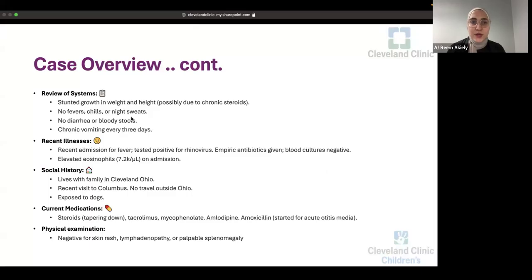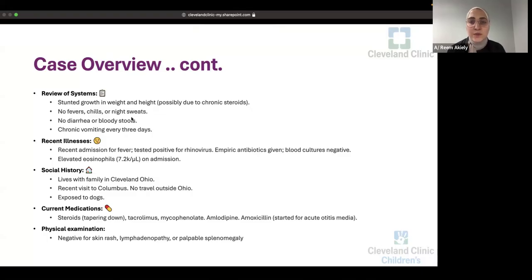In terms of review of systems, by the time he came to our clinic, he was very well appearing. The only reported positive symptoms were the stunting in growth, in height and weight, and also some on and off vomiting that has been followed by gastroenterology, but no fevers, no chills, or other constitutional symptoms or other GI symptoms. Of note, a week prior to presenting to us, he was admitted to an outside hospital for fever in the setting of immune suppression.